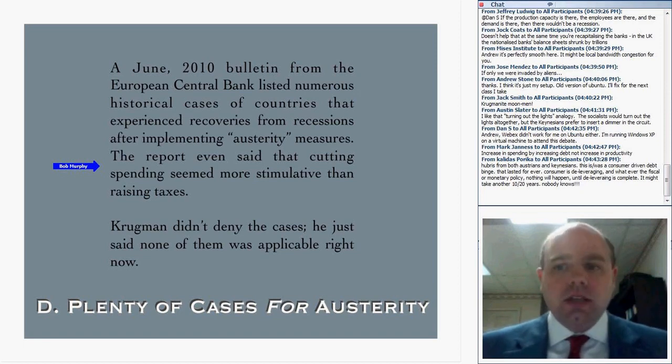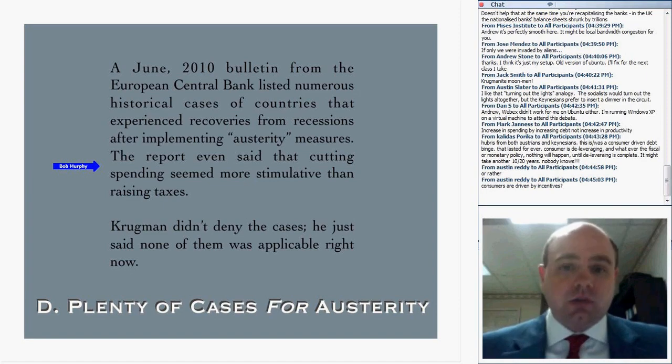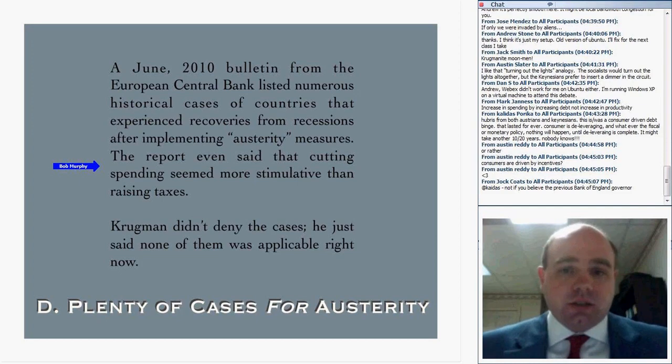What they said was, oh, well, that doesn't really help us now because... and they just went through each case and came up with some particular thing. Like, the reason Ireland was able to do it was that their currency fell and so they had an export boom. Or the reason Canada was able to do it is because their central bank lowered interest rates while they were doing it. And so that masked the problem of the contractionary fiscal policy.